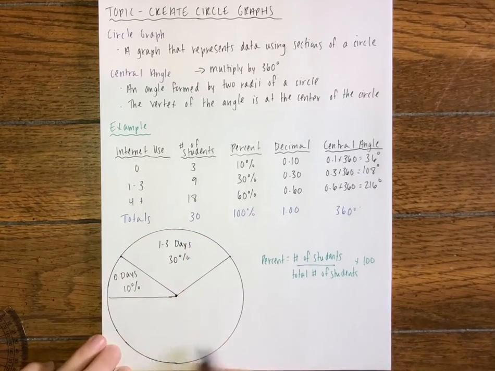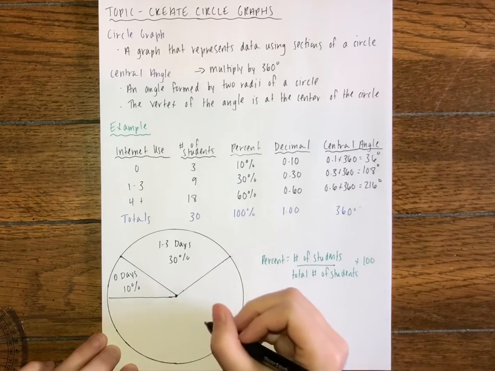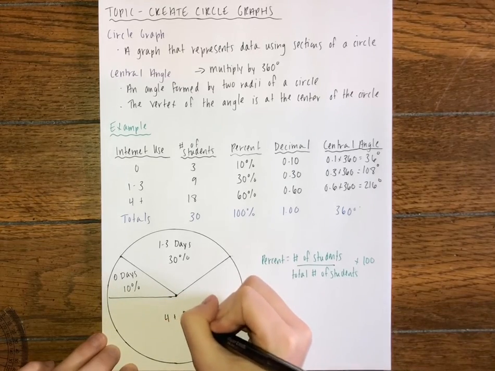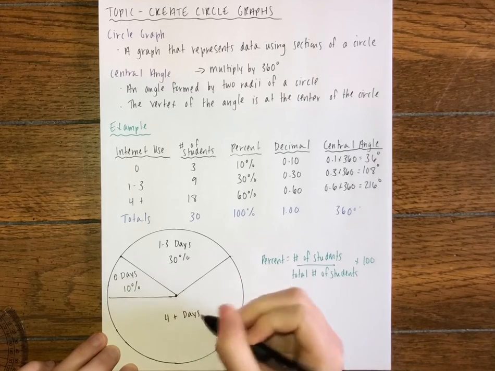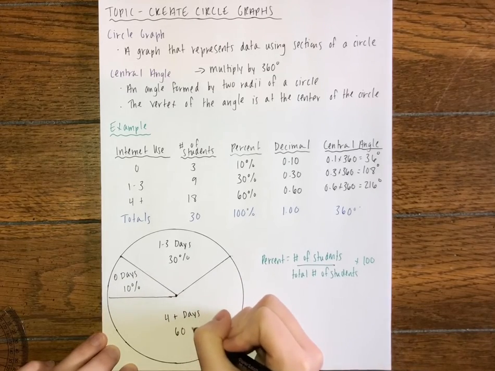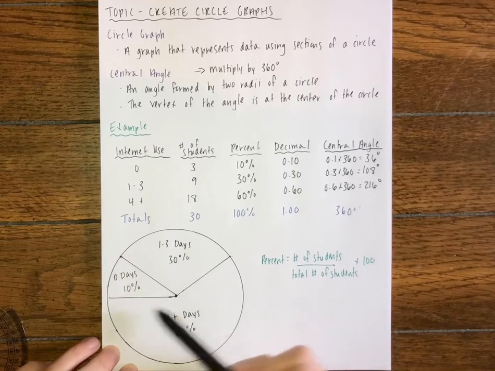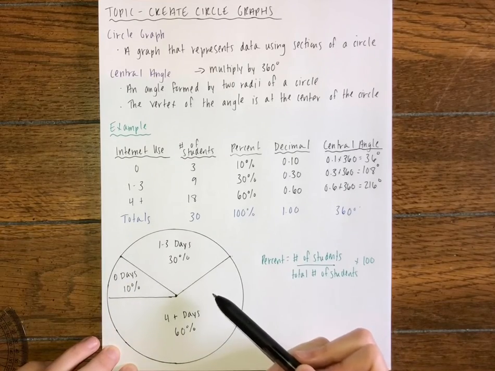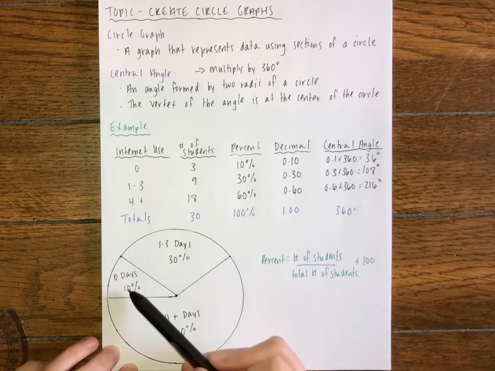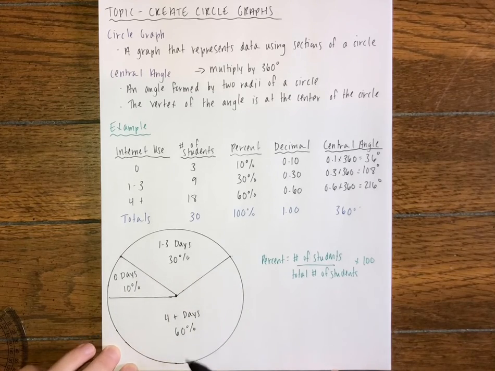Then here it would be your last angle, which is 4 plus days. That's 60%. So when you look at your circle graph, you can tell that it's pretty accurate, 10%, 30, and 60. So this all adds up to 360 degrees, and the percentages add up to 100%. You can color them in if you want. It'll just make it look a little bit nicer, but I'm not going to color them in. You can do it for your assignment though.